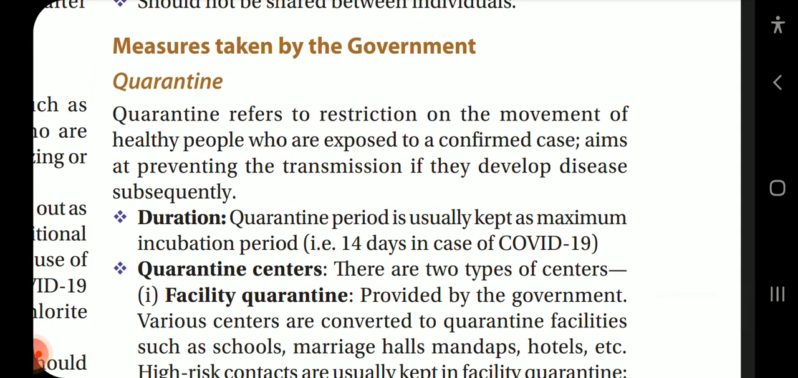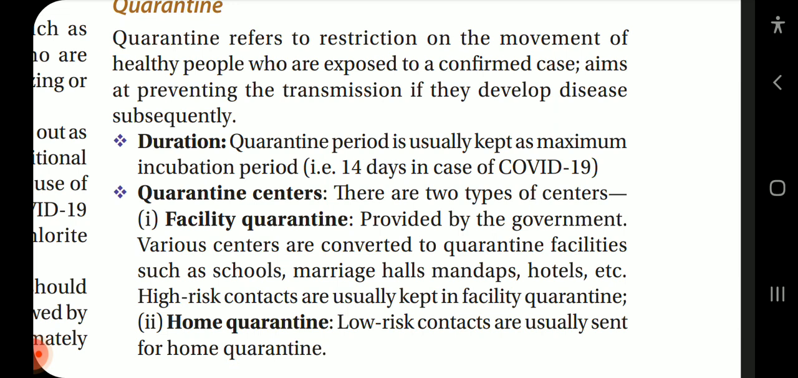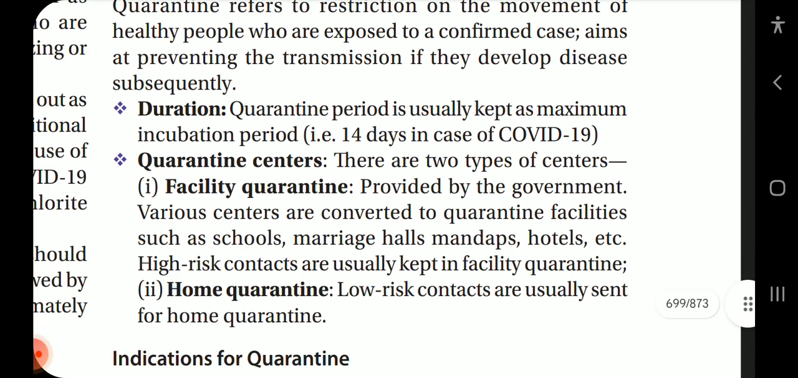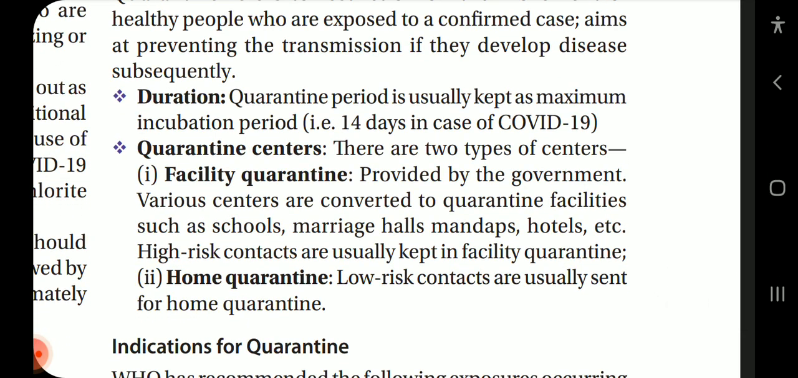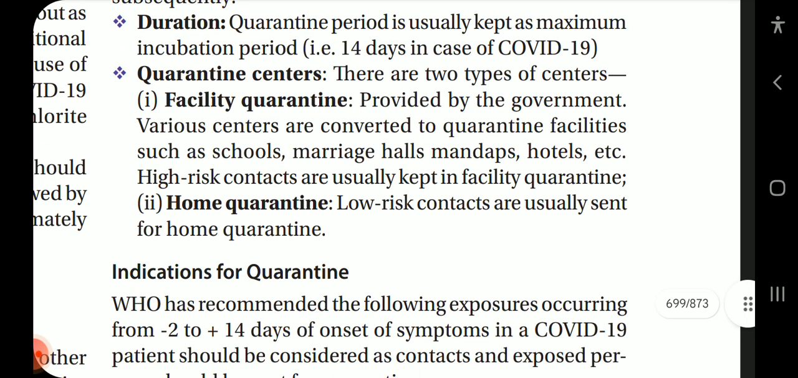Now the measures taken by the government were quarantine. Quarantine refers to restriction of the movement of healthy people who are exposed to a confirmed case. Actually, this is PSM part, but okay, we are covering in this. It aims to prevent the transmission if they develop a disease subsequently. Duration. Quarantine period is usually kept as maximum incubation period, that is 14 days in case of COVID-19.